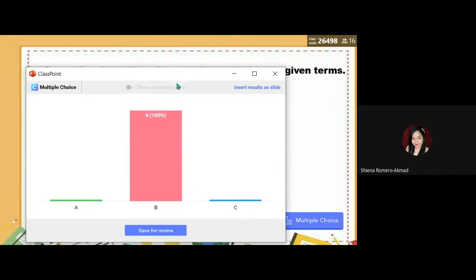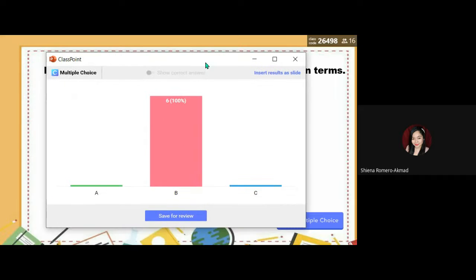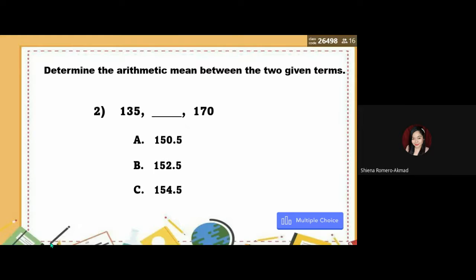Ayan. So let's look at the results. May 6 na nagsagot. Si Kevin, si Anela, si Pia, si Nicole, si Ishi, at si Franz. So they answered letter B. Let us show the correct answer. Ayaw niya mag-show correct answer. But the correct answer is letter B. And that is 65.5. Kasi pag inadd natin to, di ba magiging 86 plus 45 divided by 2. Diba? This 120, 131. And 131 divided by 2 is equal to 65.5. So, yung average formula natin. Okay? Now, number 2.